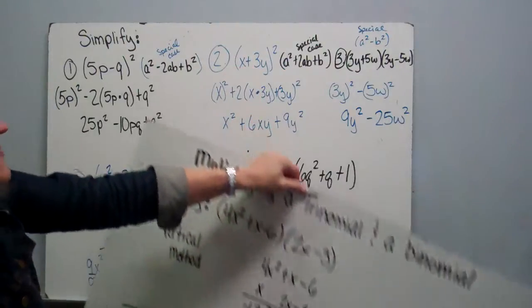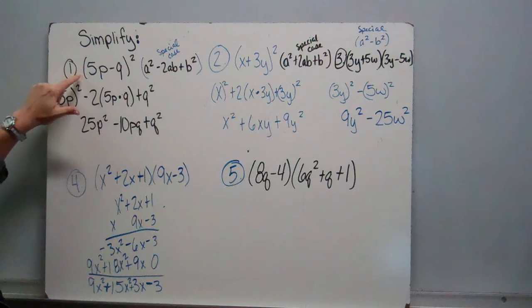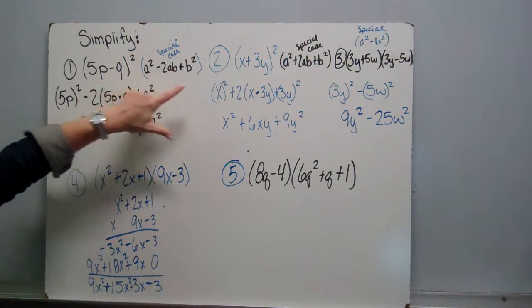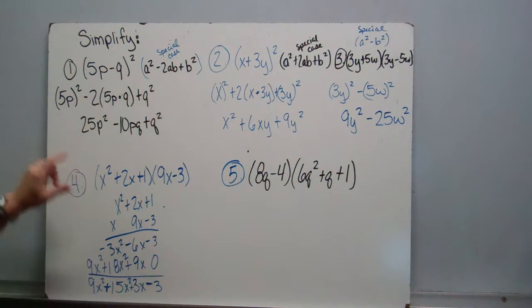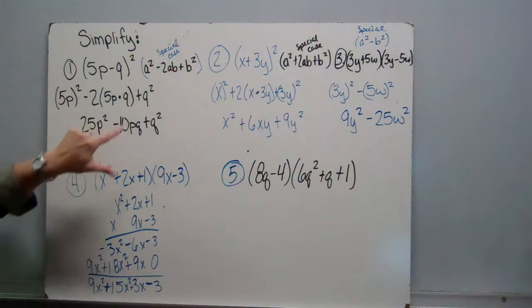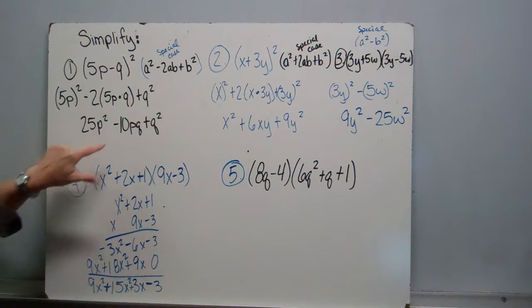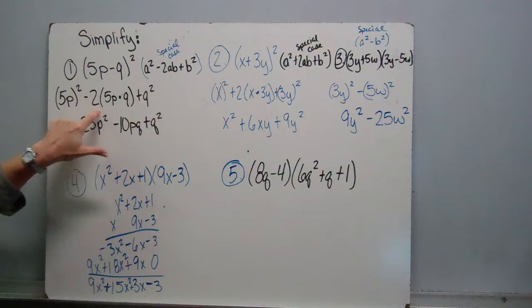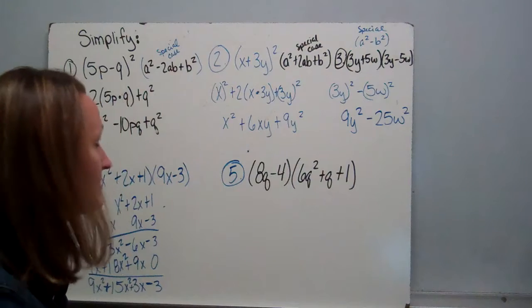Let's practice multiplying a few more trinomials and binomials. But first, we're going to do some more special cases. So here we have 5p minus q, squared. This is the special case, a squared minus 2ab plus b squared. So I'm going to do 5p squared minus 2 times 5p times q plus q squared. So here we go: 25p squared minus 10pq, because of that 2 times 5pq, plus q squared. There's my answer. I didn't even have to FOIL it.